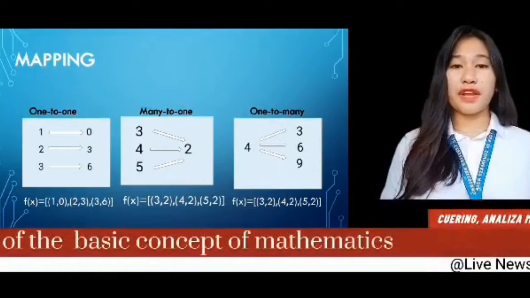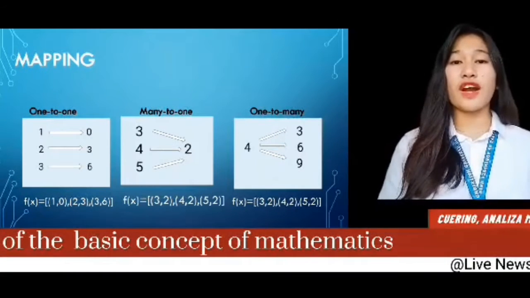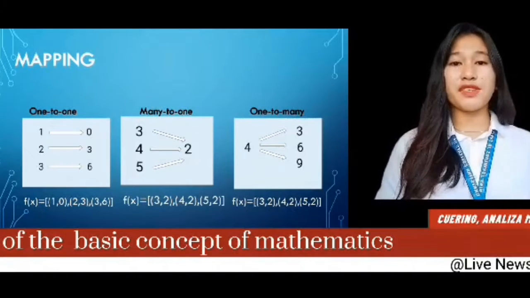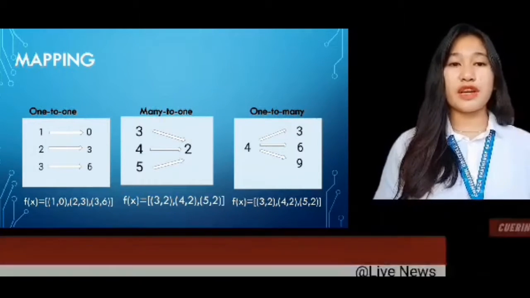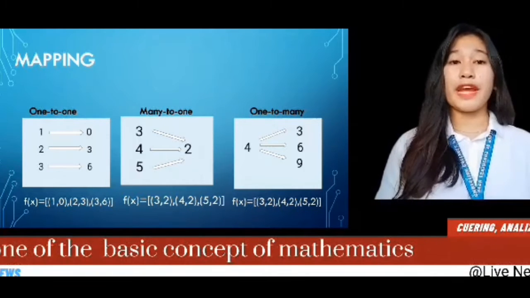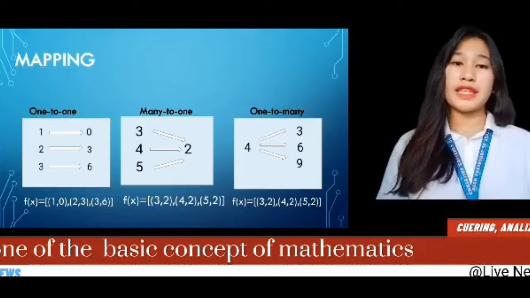Now let's talk about one-to-one function. A one-to-one function is a function in which the answer never repeats. So look at the example. It is a one-to-one function because it produces a different answer for every input. We should always remember that no 2 elements in the domain correspond to the same element in the range.